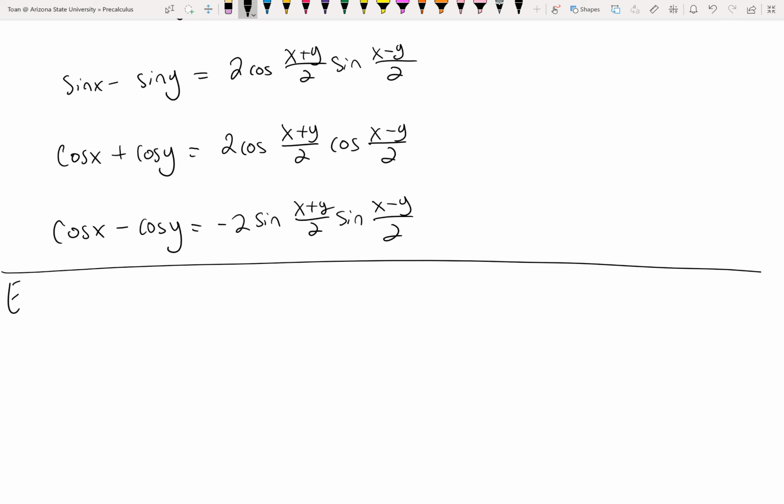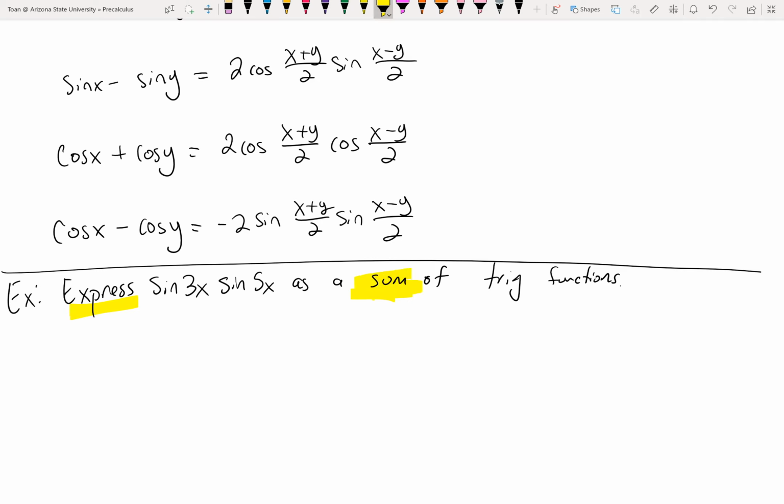So for example, I'm just choosing random, easy examples from the practice. If I ask you to express sine of 3x times sine of 5x as a sum of trig functions, I can't wave the red flag any further. I'm telling you to write it as a sum, express as a sum. And what do I give you? I give you two sines multiplying. So clearly, this has to be a product to sum formula.